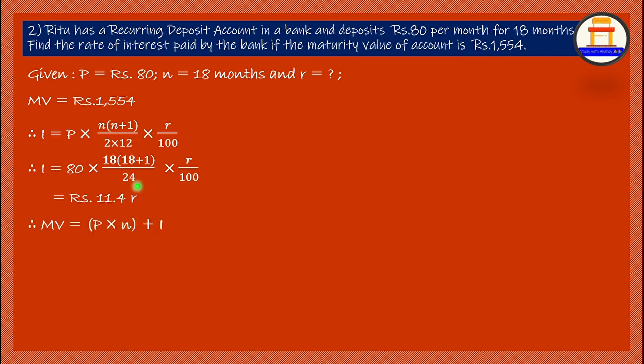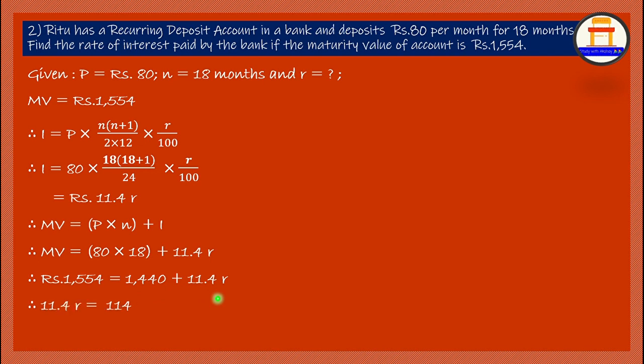Now maturity value. We know the maturity value formula. Let's substitute the values. 80 into 18 plus 11.4 r. So upon simplifying, we know the maturity value as 1554. So we have here 1554 in place of maturity value, and 80 into 18 is 1440 plus 11.4 r. 11.4 r is equal to 114. So r is 10%. Go to the question.